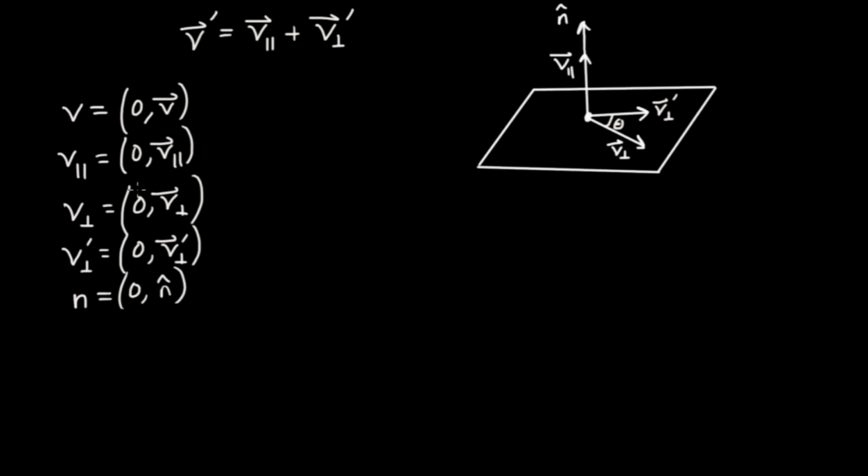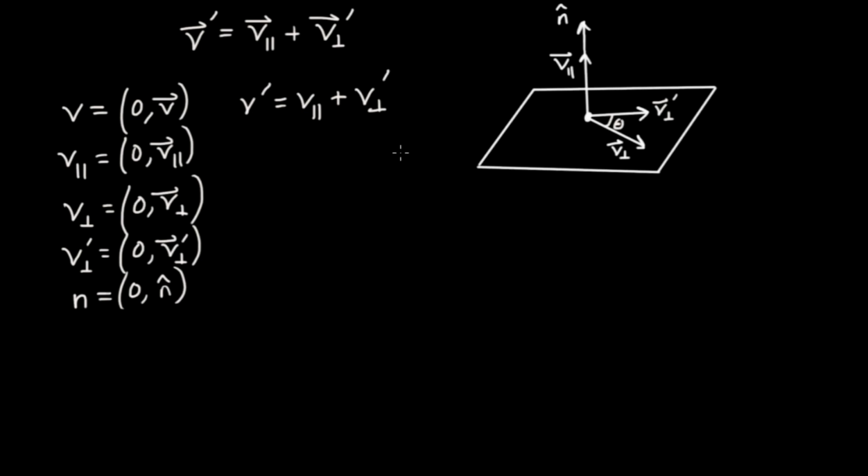where the scalar parts of these are going to be 0, and the vector part is going to be whatever it is. The quaternion V is going to be the vector V. V parallel is going to have vector V parallel right there. And all the remaining 3 are going to be defined very intuitively. So I'm going to rewrite this equation using quaternions. I'm going to have V prime is equal to V parallel plus V perp prime.